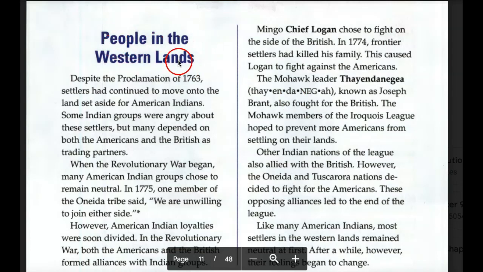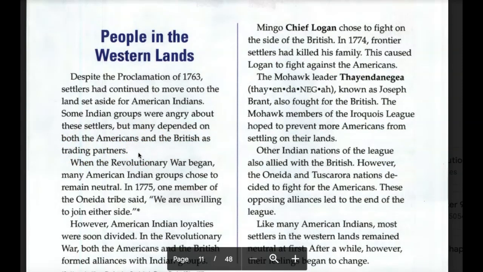People in the Western lands. Despite the proclamation of 1763, settlers had continued to move onto the lands set aside for American Indians. Some Indian groups were angry about these settlers, but many depended on both the Americans and the British as trading partners. When the Revolutionary War began, many American Indian groups chose to remain neutral.